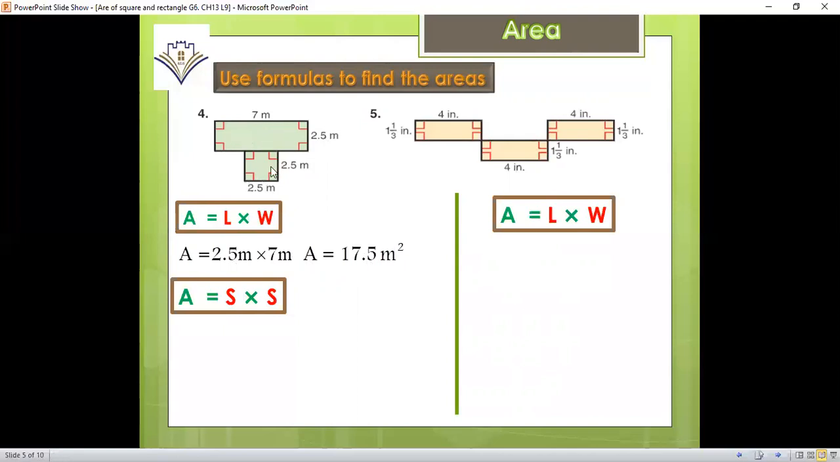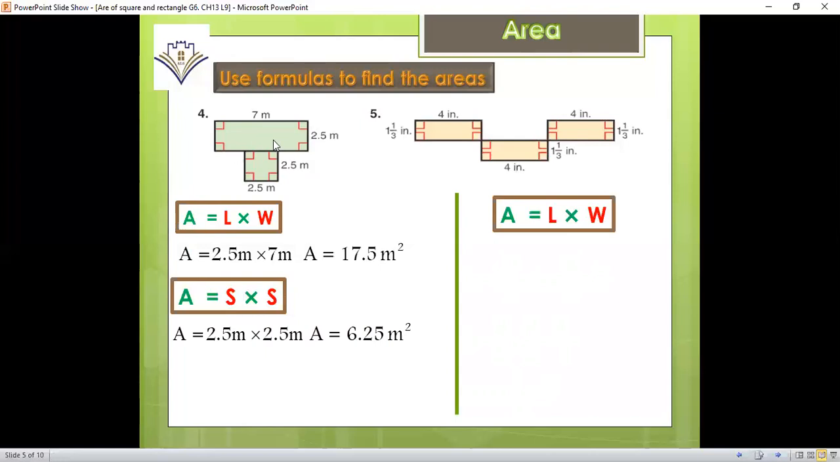The second is a square because the sides are equal. Then area of square equals side multiply side, equals 2.5 meter multiply 2.5 meter. Then the answer is 6.25 square meters because we have 1 decimal place and another 1 decimal place, so the answer is after 2 decimal places. Then the area of the rectangle is 17.5 square meters, and the area of the square is 6.25 square meters.